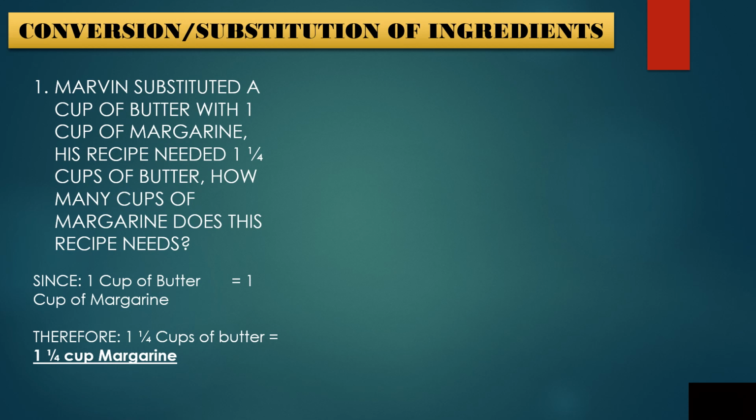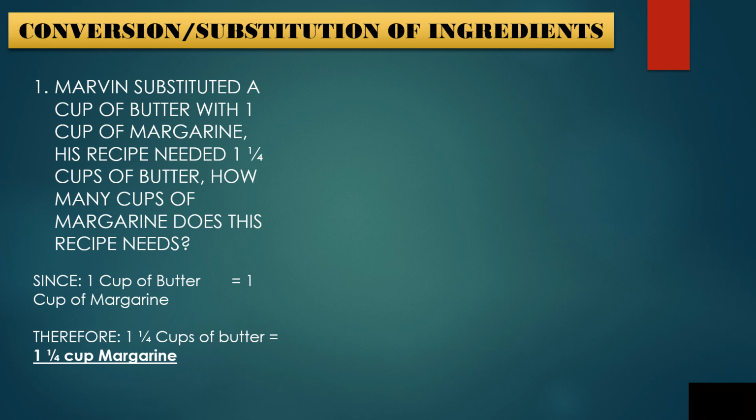Okay, so kanina sinabi natin that 1 cup of butter is equivalent to 1 cup of margarine. Since ang kailangan niya sa kanyang recipe is 1 and 1/4 cup of butter and margarine lang ang kanyang available doon sa kanyang supply, so ang equivalent noon is also 1 and 1/4 cup of margarine. Since pareho sila ng value, sana maliwanag. So, since 1 cup of butter is equivalent to 1 cup of margarine, therefore, 1 and 1/4 cups of butter is equivalent to 1 and 1/4 cup of margarine.